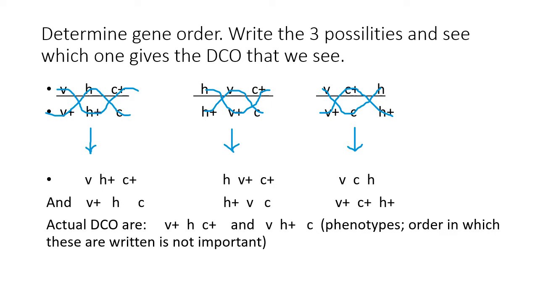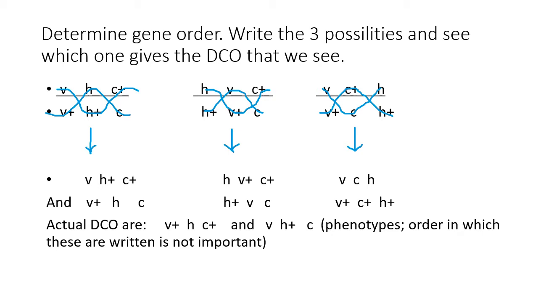What really matters is only which alleles are in which homolog and which gene is in the middle. All right, so the key here is that we are going to decide which one of these orders gives us the double crossovers that we actually observed. Only one of them will work. The others won't work at all.